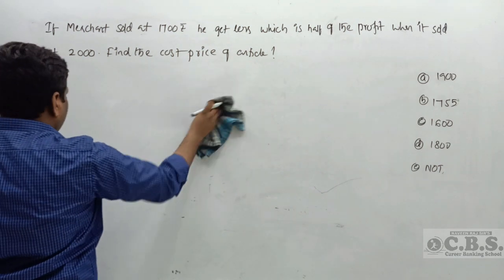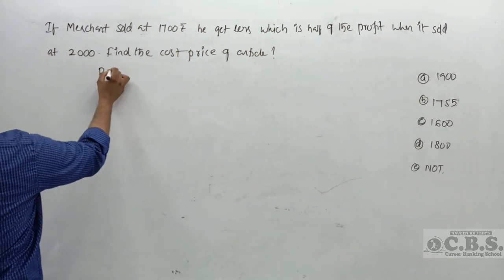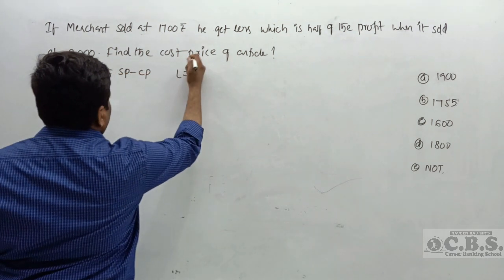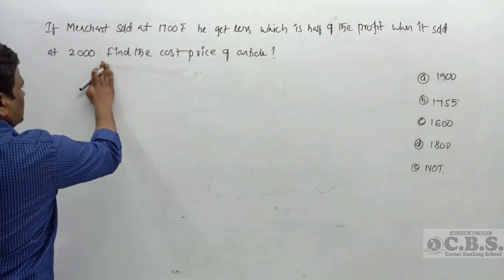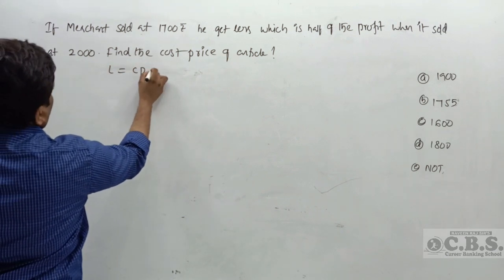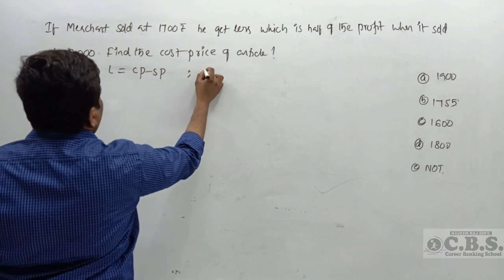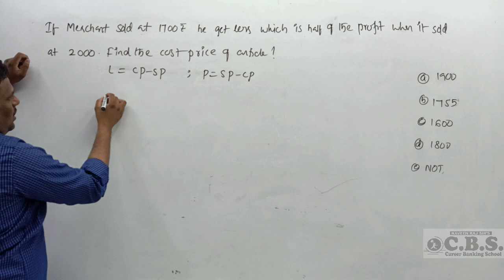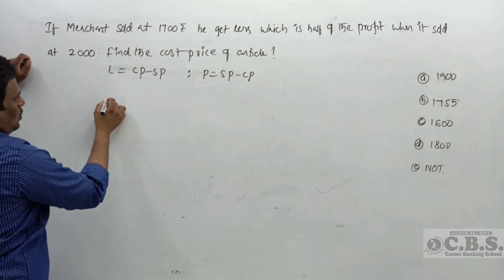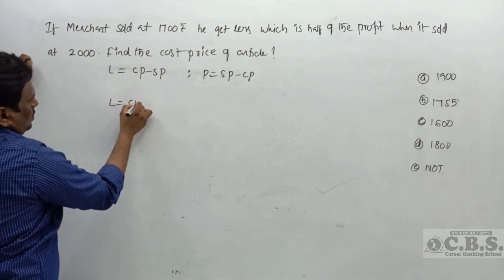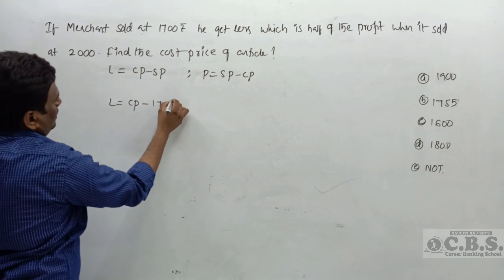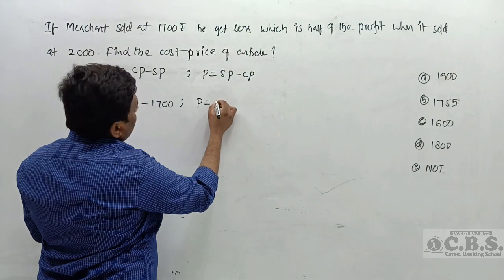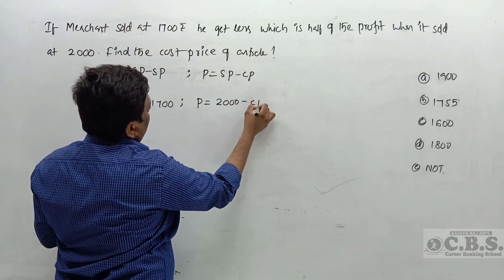Profit means selling price minus cost price. Loss means cost price minus selling price. First we get a loss. Loss is equal to cost price minus selling price, and profit is equal to selling price minus cost price. We don't know the cost price, so take loss: cost price minus selling price, which is 1700. Here a profit: selling price is 2000 rupees minus cost price.